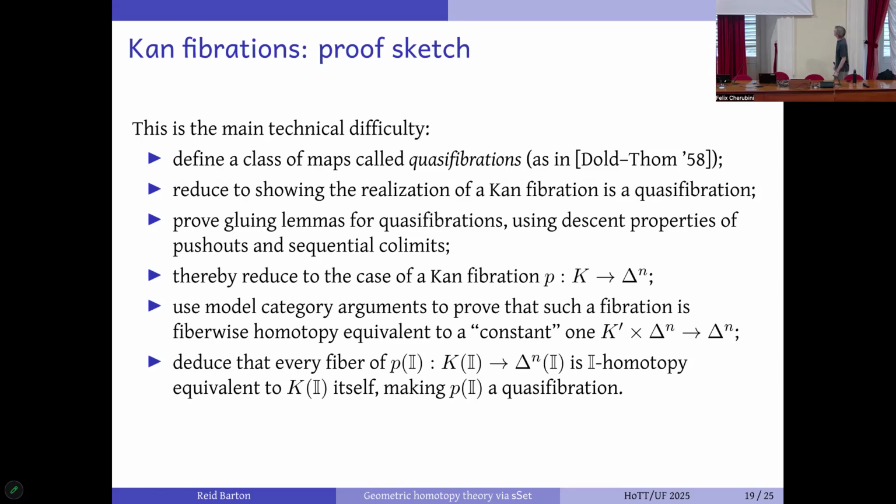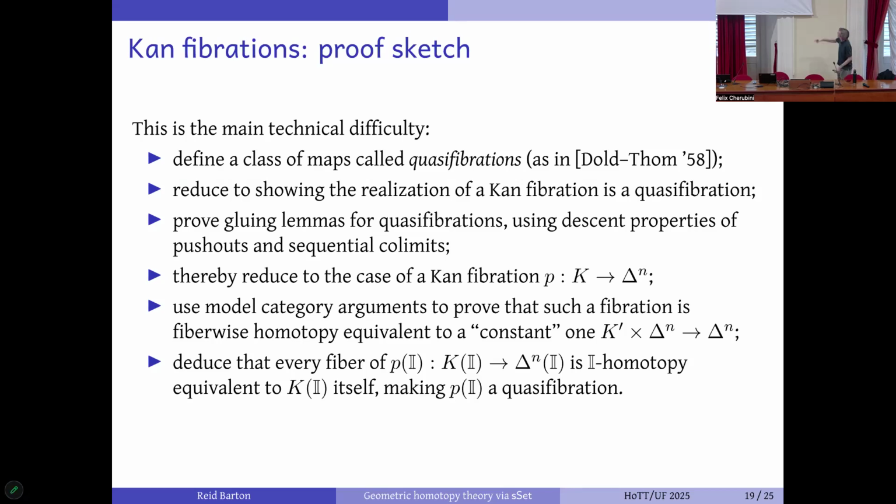And that's going to rely on some kind of descent property, so some synthetic homotopy theory for pushouts and similarly for sequential colimits. That allows me to do another kind of induction on the cellular presentation of whatever the target of my fibration is, and reduce to the case of a simplex. But simplices are great because they're contractible. And so if I have a fibration over a simplex, then I know by model category theory that it has to be fiber-wise homotopy equivalent to some constant fibration.